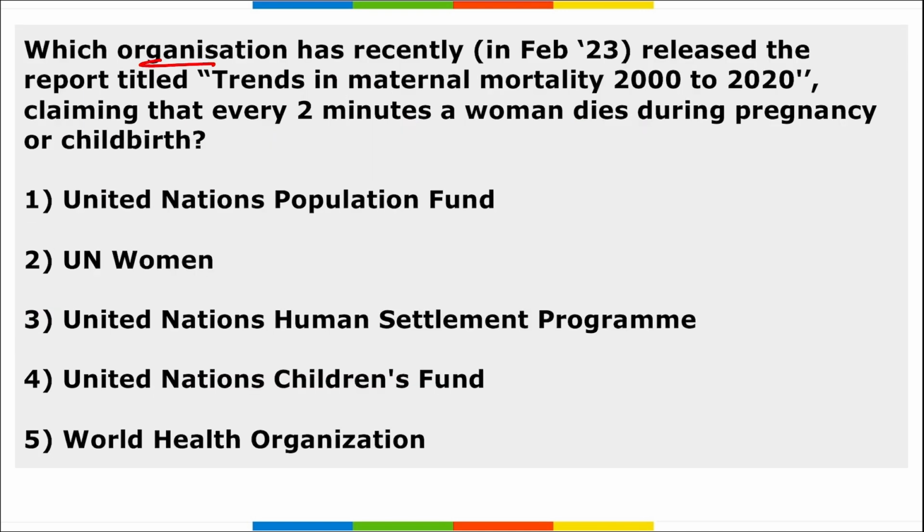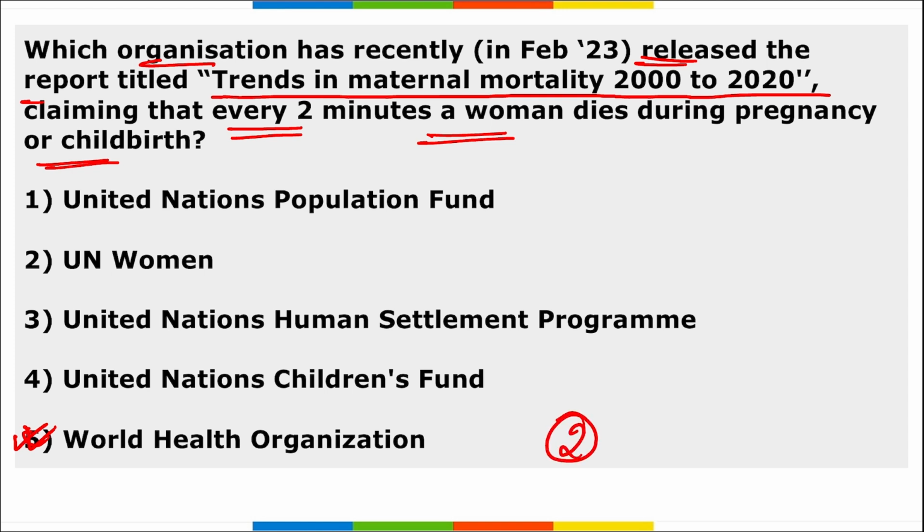Next, which organization has recently released the report titled Trends in Maternal Mortality 2000 to 2020, claiming that every 2 minutes a woman dies during pregnancy or childbirth. So this report was released by which organization? This report was released by World Health Organization, and it stated that every 2 minutes a woman dies during pregnancy or childbirth.